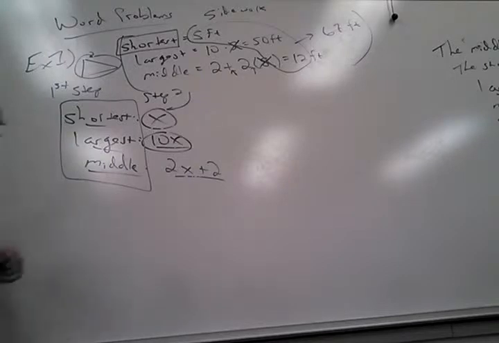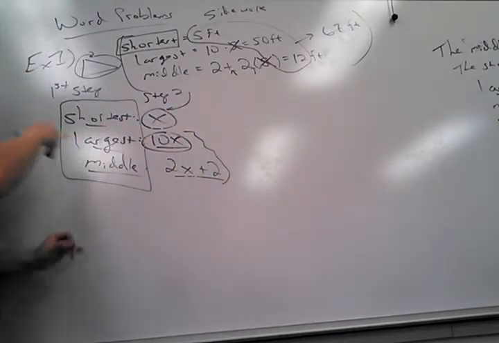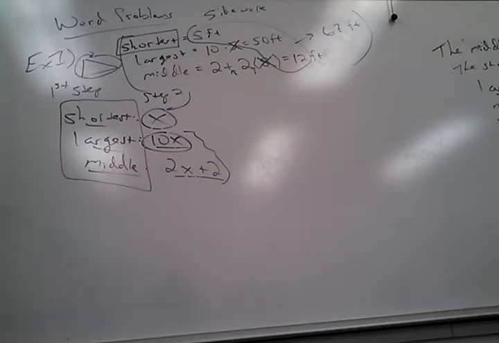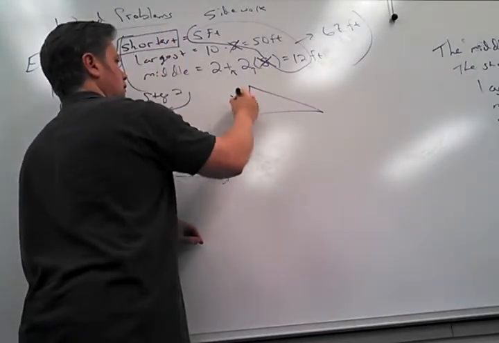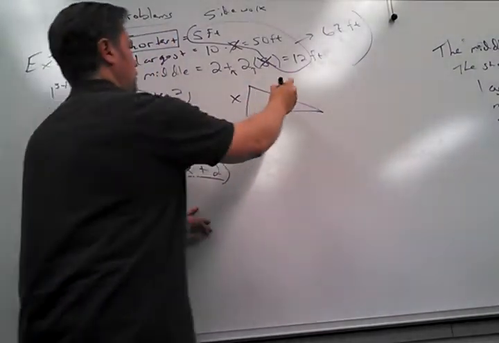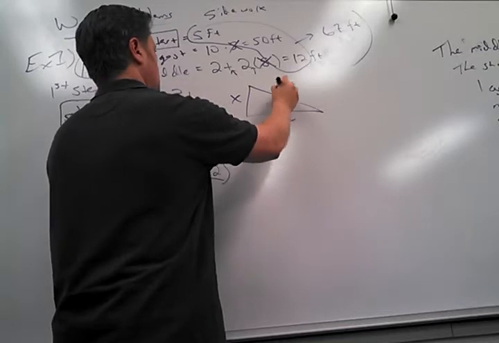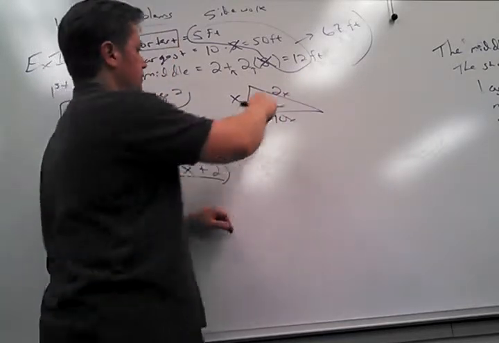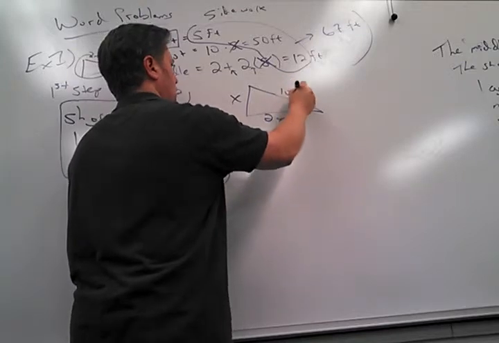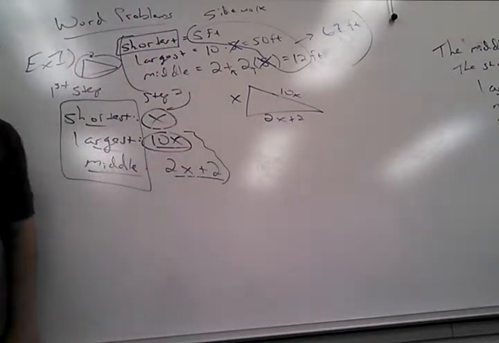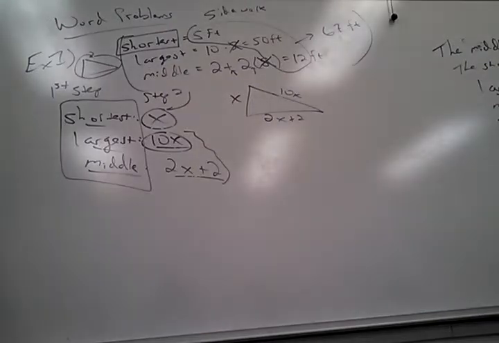Then you name the other guys based off of that. And now we can finally bring in the idea that the perimeter is 28. If I draw myself a little picture, here's the shortest side, the largest side, and the middle side. Obviously, your picture does not have to be to scale. It's just to kind of ground you.